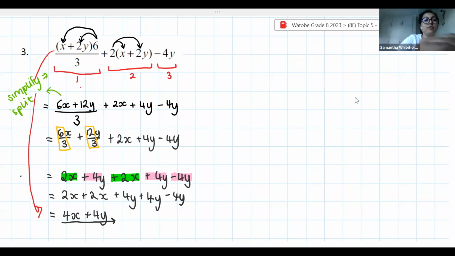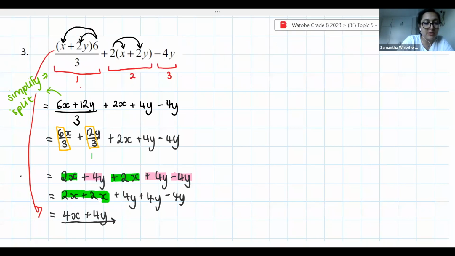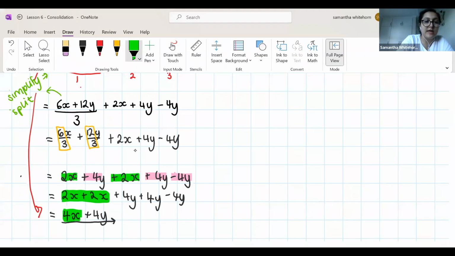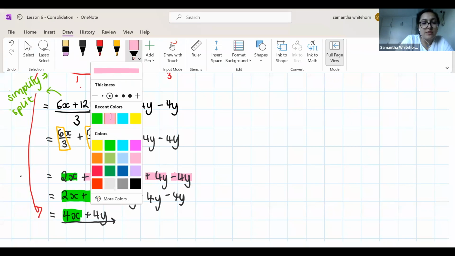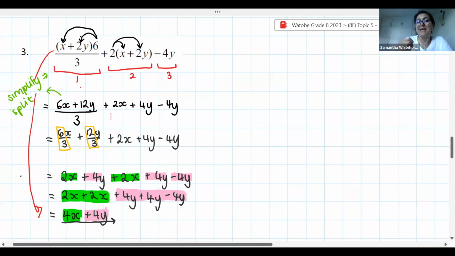So remember, the reason I'm getting the 4x is because I've added the like terms together. So I've added the 2x plus the 2x, and that's given me 4x. Because if I've got 2 x's and I'm adding another 2 x's, I get 4. Then in terms of the y's, I said 4y plus 4y, which is 8y. And then I said minus 4y, which leaves me with a positive 4y. So that final answer is from me adding and subtracting my like terms.